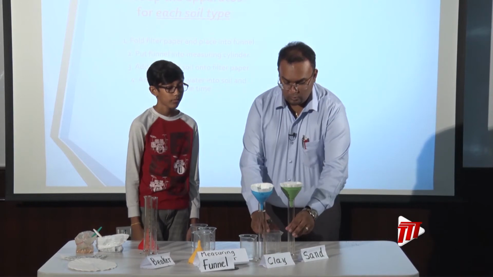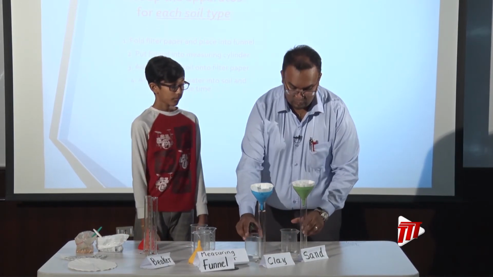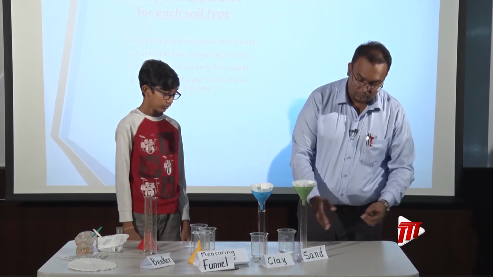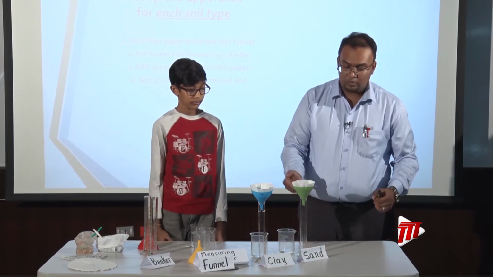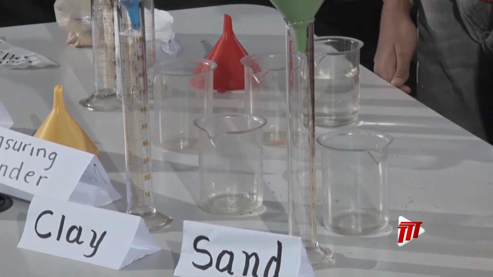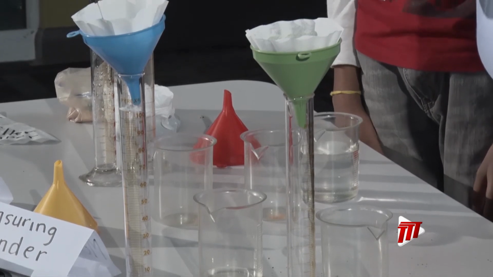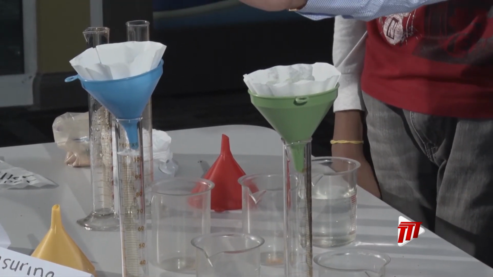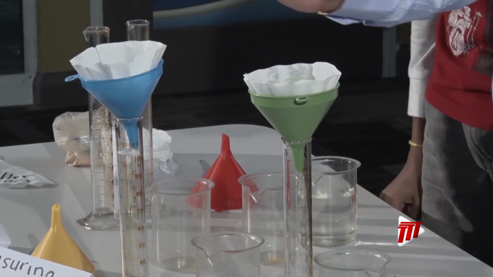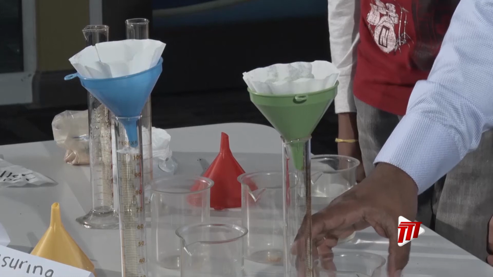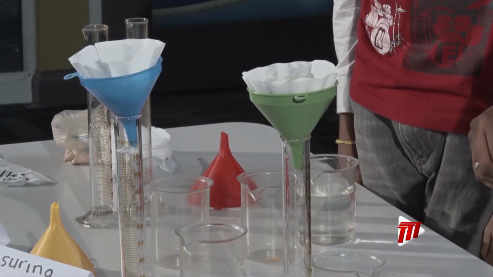So we have what we have here now. Let's look at it again before we continue. Measuring cylinder with a funnel, with a filter paper, with our soil sample, sand in this one. Same thing here. The only difference in the second one is that it is clay, same amount as the sand. In the beaker, we have our 30 cm cube of water.